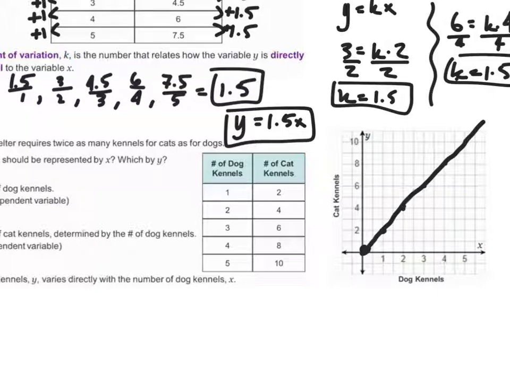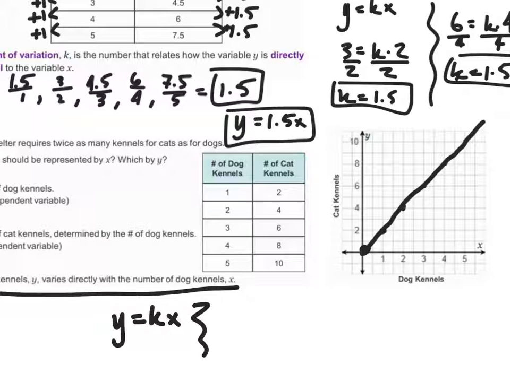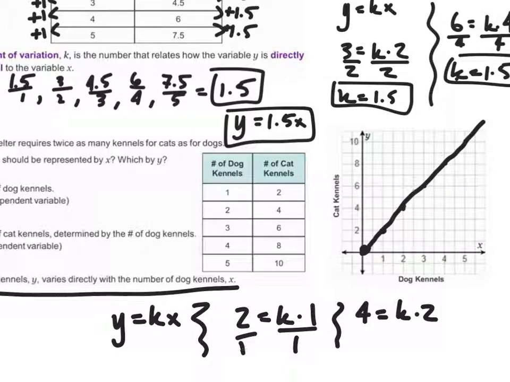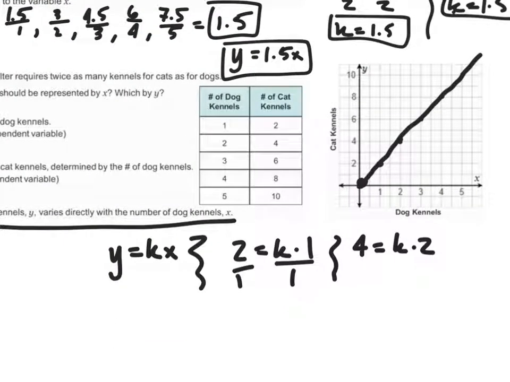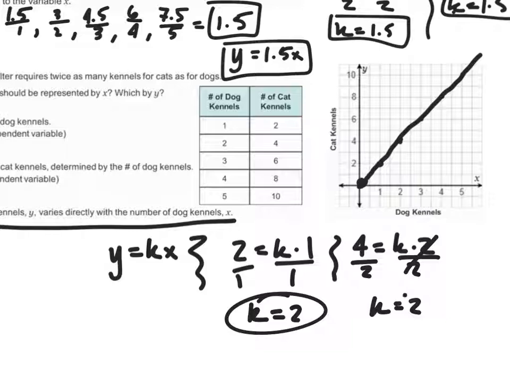Here's what I know. I can write an equation based off of this. I can say that y equals kx. If I know that it varies directly, I can say that when y is 2, x is 1. When y is 4, x is 2. We can solve for k in all these instances, and we get that k is 2 here, and k is 2 here. So we keep getting that k is equal to 2.